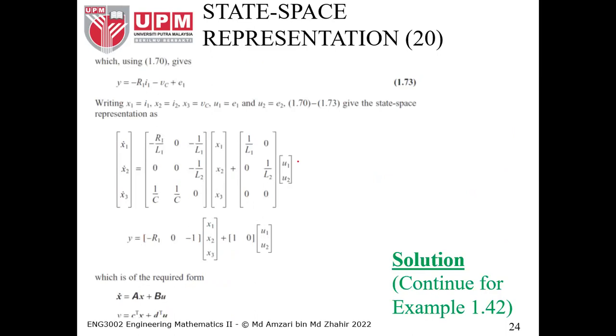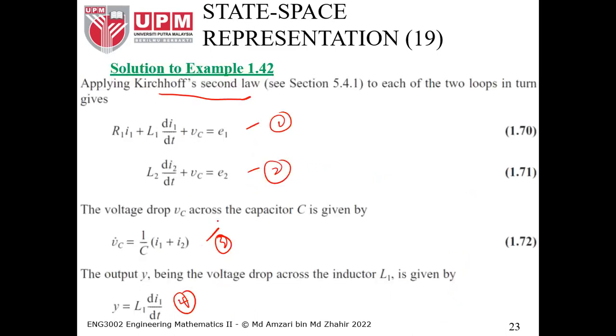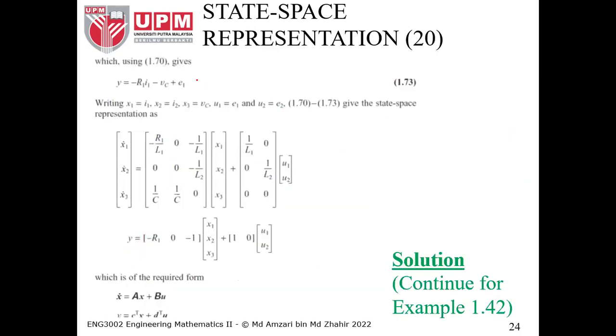What you need to do now is change the first equation in terms of y. We know that y equals L1 dI1/dt, so this term can be changed into y. Automatically you get y equal to negative R1 I1 minus VC plus E1. This is the first equation, so that's why we get this.